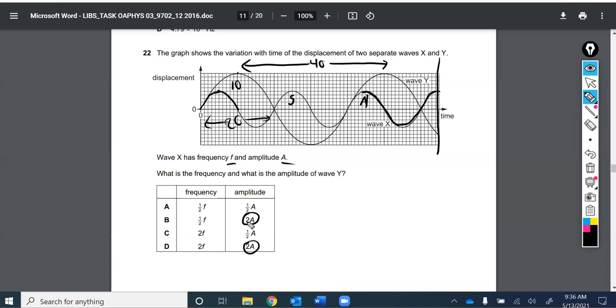And so it has twice the amplitude, but it's half the frequency, right? You have to get both of those ideas correct to note that the correct answer to this is D.